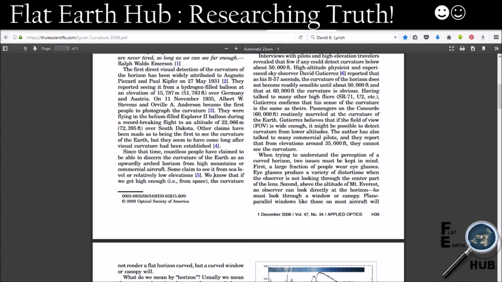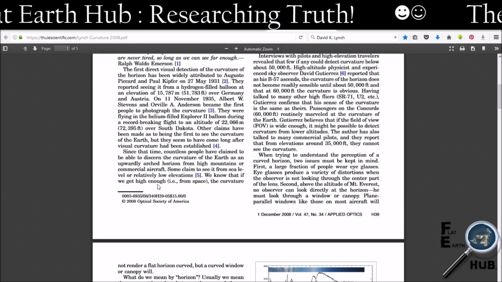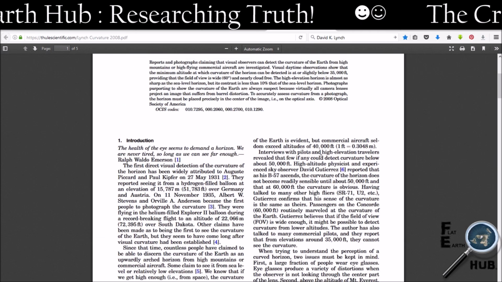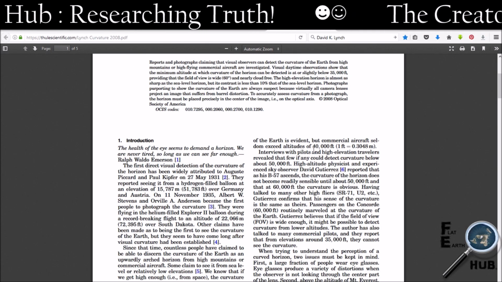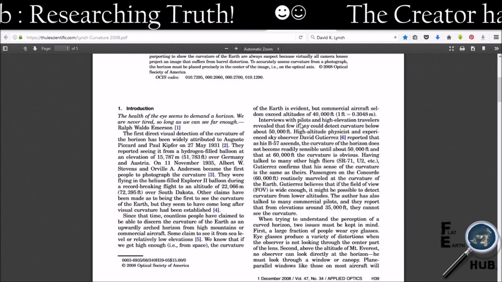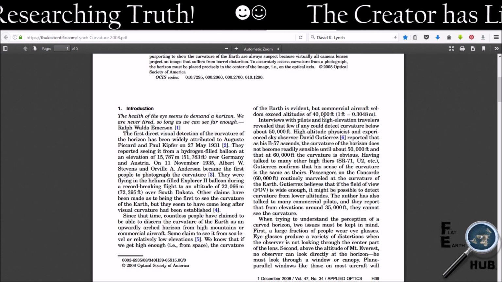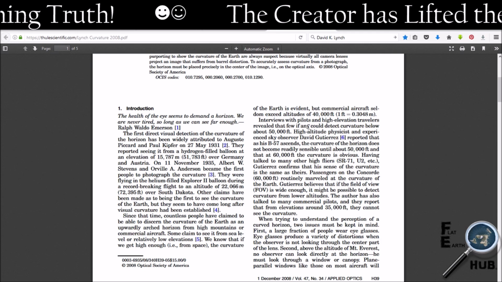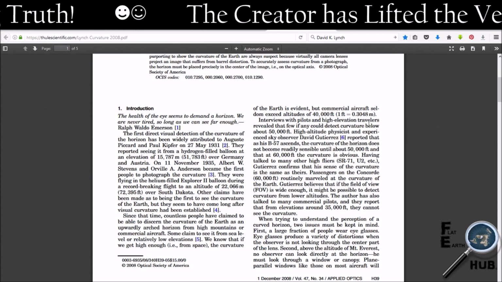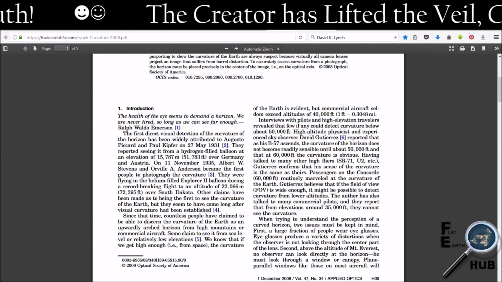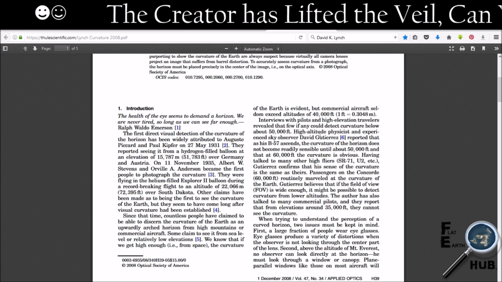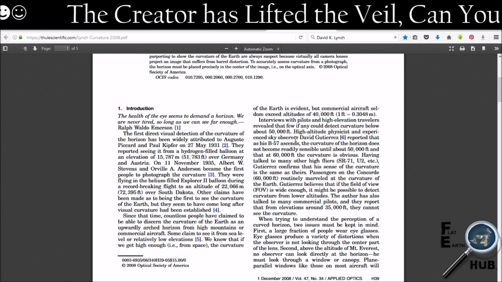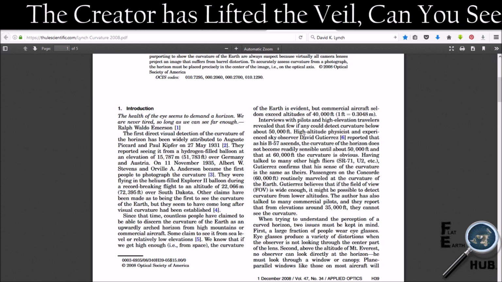And then it continues on here. We know that if we get high enough, i.e. from space, the curvature of the Earth is evident. But commercial aircraft seldom exceed altitudes of 40,000 feet, as we know, except for some other aircraft, which will be mentioned here. Interviews with pilots and high-elevation travelers revealed that few, if any, could detect curvature below about 50,000 feet. And Tyson even mentioned that, right?